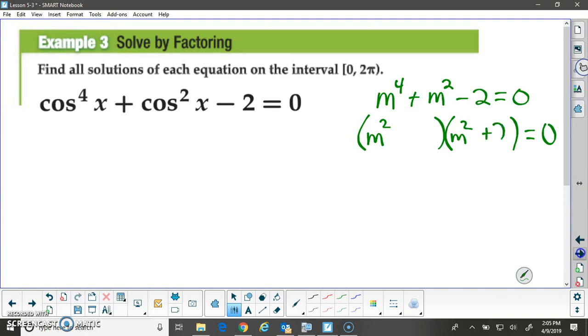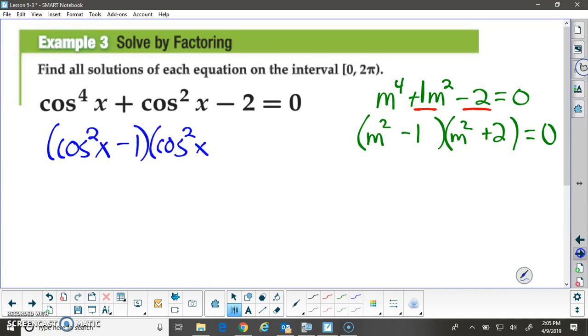Then you'd put a plus 2 on one of these factors and a minus 1 on the other, because those two numbers multiply to give us the negative 2, and they'd add up to give us the positive 1. Even though you don't see a 1 in front of that m squared, there's a 1 there. And so now you'd set each factor equal to 0. We're going to do the same thing, but we've got cosines. So I'm going to factor this into cosine squared minus 1, cosine squared plus 2.